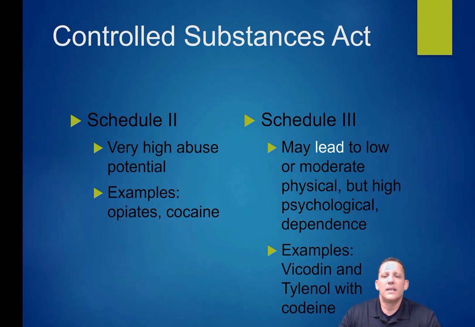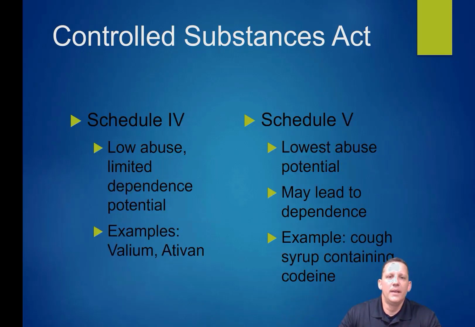Schedule III says that it may lead to a low or moderate physical but high psychological dependence. And so that would be Vicodin, Tylenol with codeine. And these are extra supplements to certain drugs where we produce that kind of habitual formation, and then the body responds accordingly when you just try to stop utilizing that drug. Schedule IV is going to be something along the lines of Valium or Ativan, which is our barbiturate class.